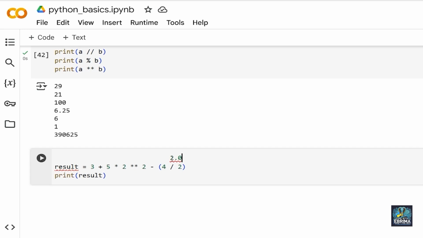Now what is the next level of precedence? The next level of precedence is going to be exponentiation. So it is this one, the exponentiation. 2 to the power 2 is going to give us 4. So I'm just going to type in here 4.